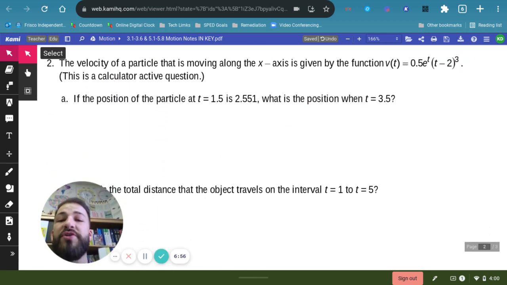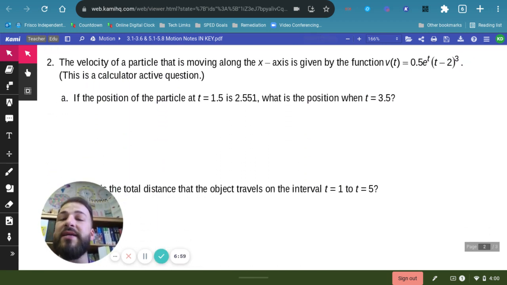Moving on along, number 2. We're going to do the same thing again, but this time it's going to be a calculator question. So the velocity of a particle that is moving along the x-axis is given by the function v of t equals 0.5 e to the t times t minus 2 cubed.